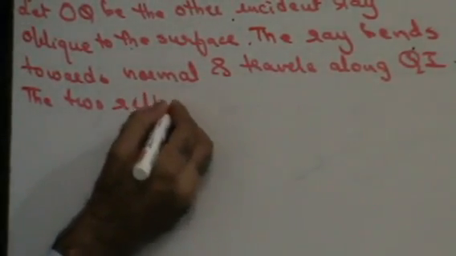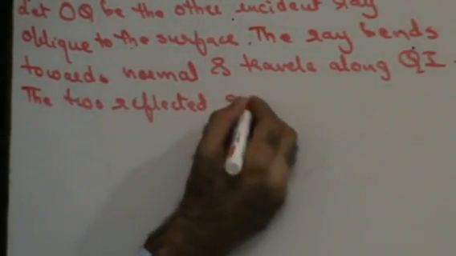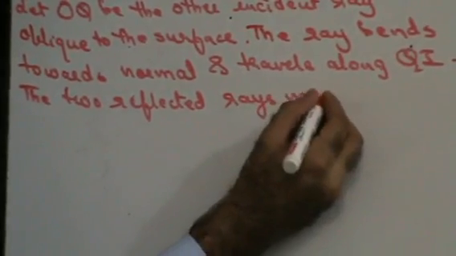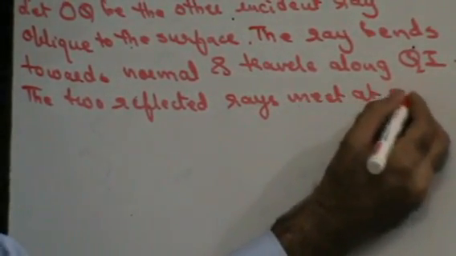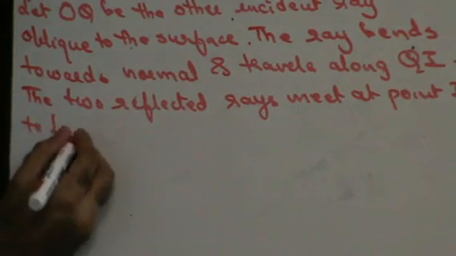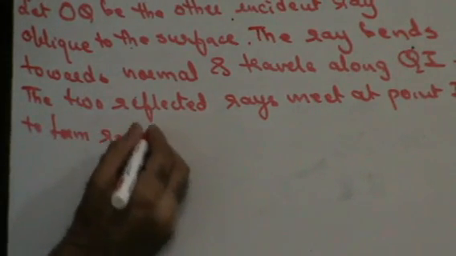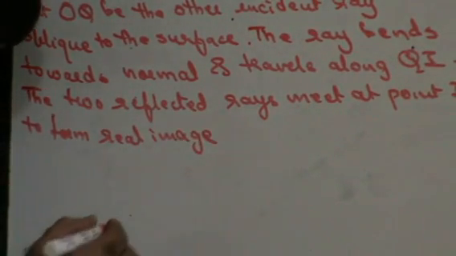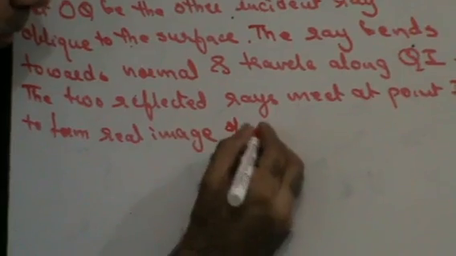Now the two refracted rays meet at point I to form a real image of object O.